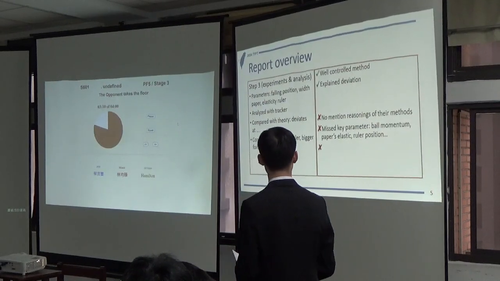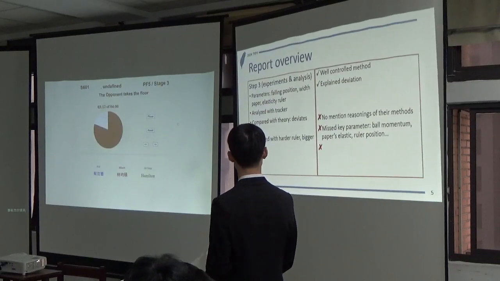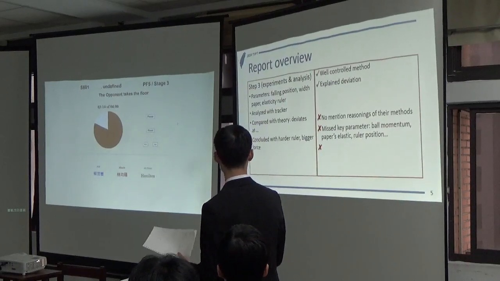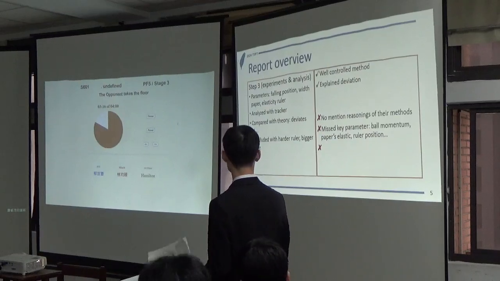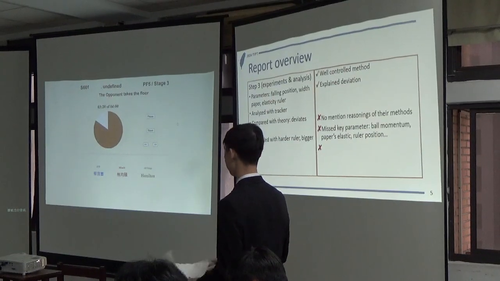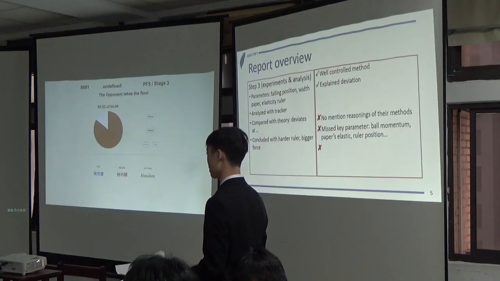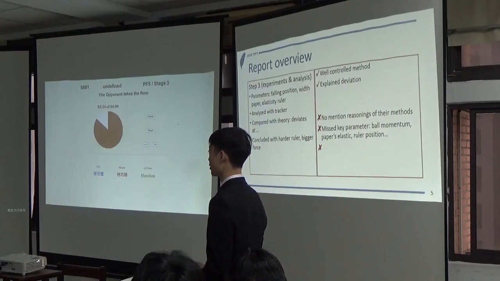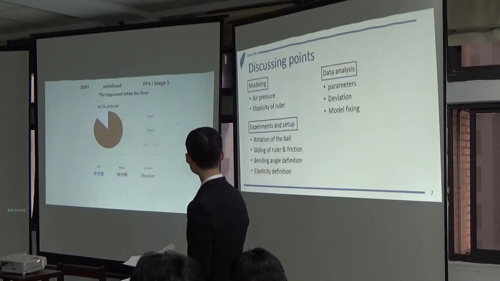So we think that you have missed some key parameters, like whether the ball's momentum will change the phenomenon, or if the paper's elasticity changes the phenomenon, or if the ruler changes position, whether it will change the boundary conditions of the ruler will fall.